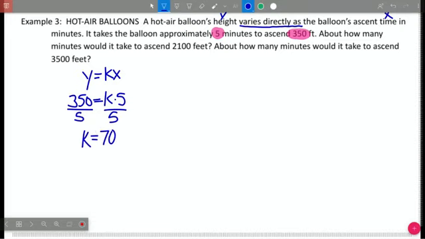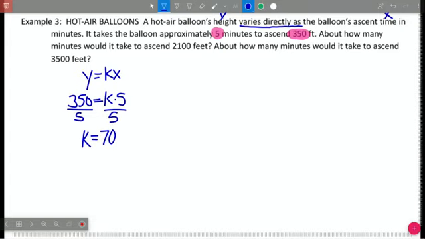Now what's important, especially as you get into these more real world type problems, is that you actually understand what that k is. So if it takes 5 minutes to ascend 350 feet, that 70 is basically just our speed. It's the rate at which we are increasing. So if I were to take the height divided by the time, that's going to give me my rate. So basically what this is saying is that our hot air balloon is ascending at 70 feet per minute.